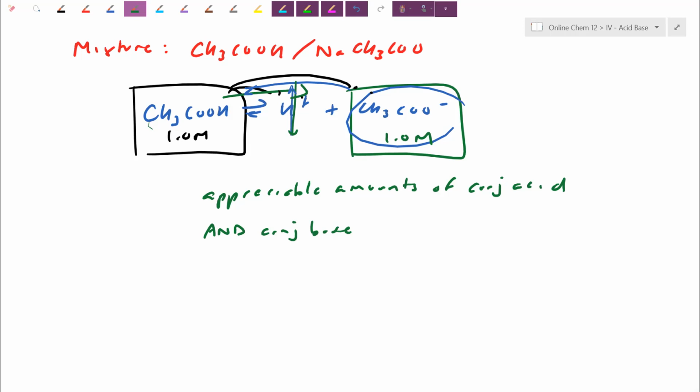Le Chatelier only tries to counteract your change, so it's not perfect. It can't keep the pH absolutely constant, but it's going to keep the pH relatively the same. Okay? So buffer systems here need to have good amounts of both. They don't have to be equal, but they have to be significant on both sides, and that's able to buffer both acid and base. So let's have a look at another mixture here.